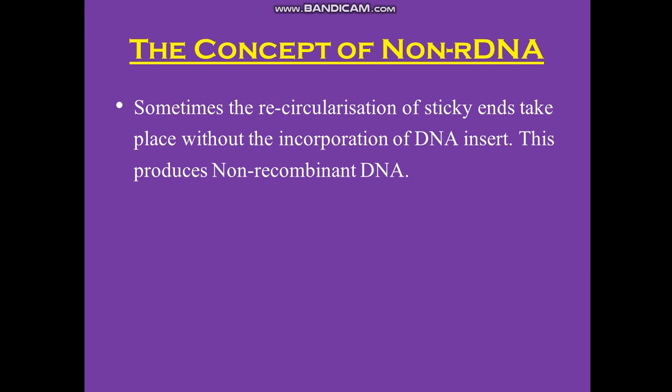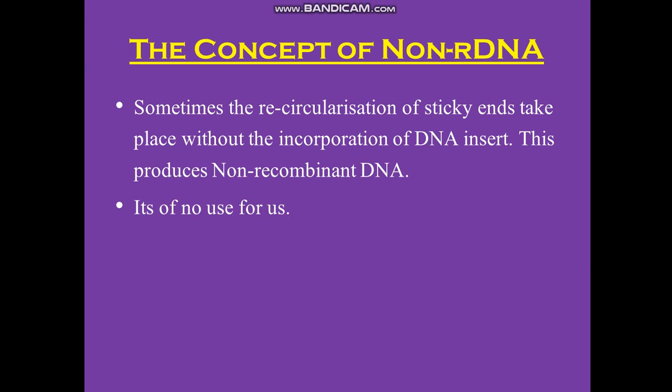What we have done, we have used the restriction enzyme to cut the whole, you can say, the vector DNA. So sometimes what will happen, the vector DNA will recircularize again without incorporation of the DNA insert. So that will not be a recombinant DNA. You understand? Why it will not be recombinant DNA? Because it is not having the DNA insert. So is it of any use for us? It is of no use. Okay, it's of no use for us.